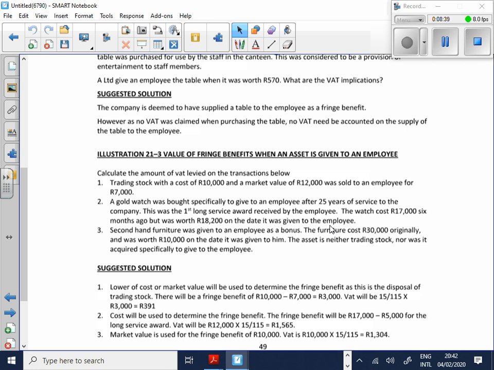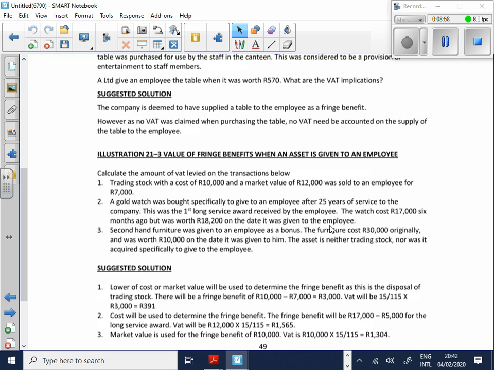Okay, it says a gold watch is bought specifically to give to an employee after 25 years of service to the company. This was the first long service award received by the employee. The watch cost $17,000 6 months ago and was worth $18,200 on the date it was given to the employee. What's the rule if you buy something specifically to give to an employee? It's cost. You see on the page that you've got the summary there.